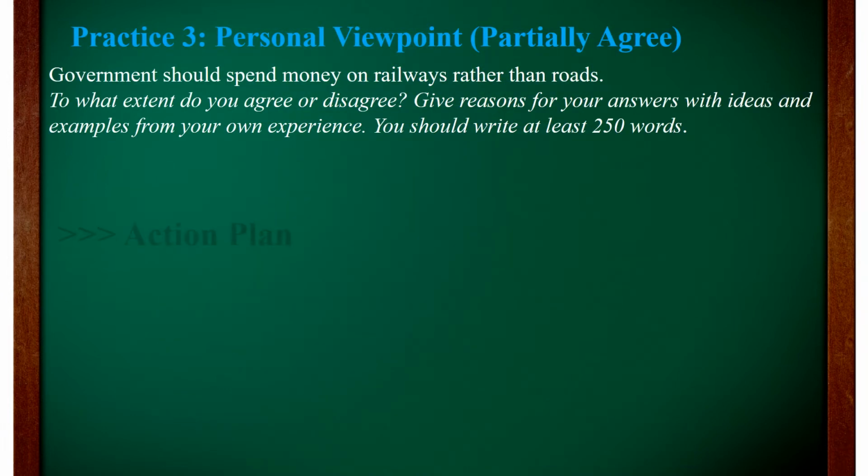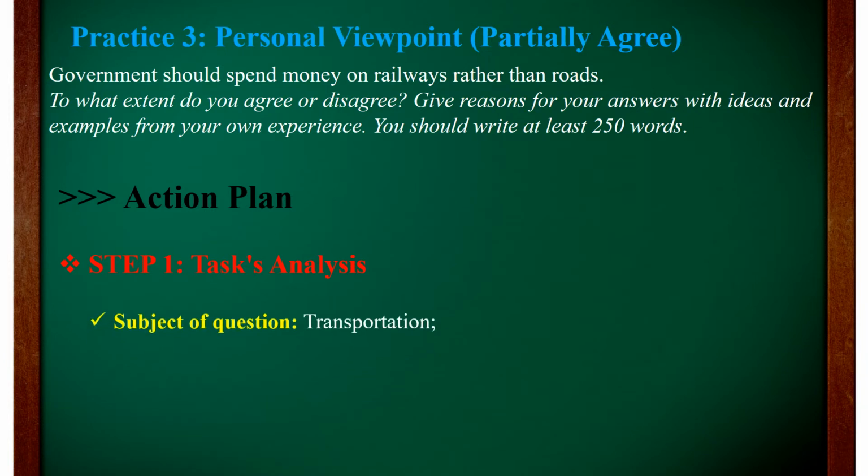Now let's move to the action plan. As previously mentioned, there are 3 steps to follow. First and foremost is step 1, task analysis, which is the pre-writing stage. Let's have a look at the exercise. For subject or question, it's about transportation. Next is type of essay.